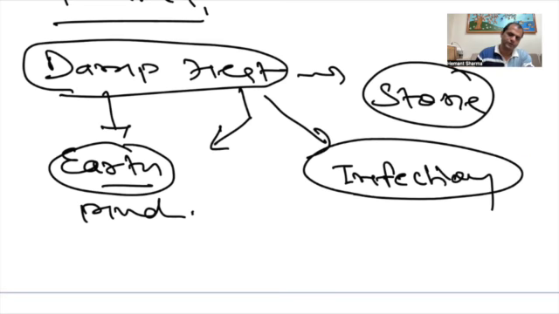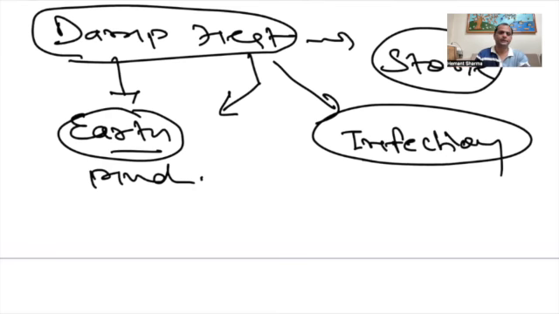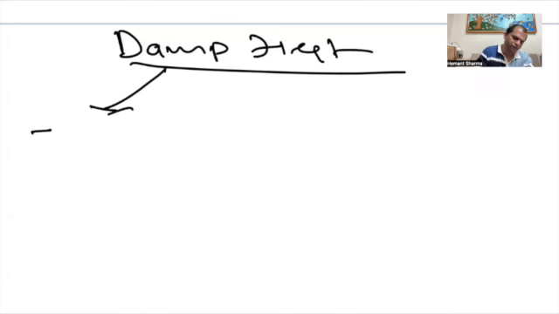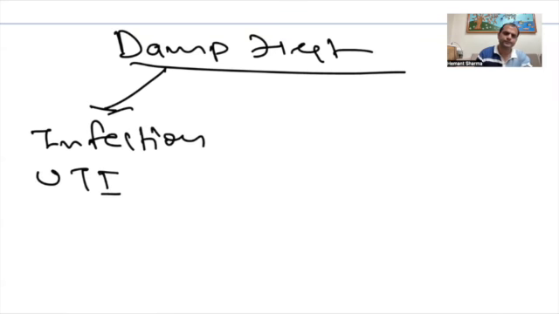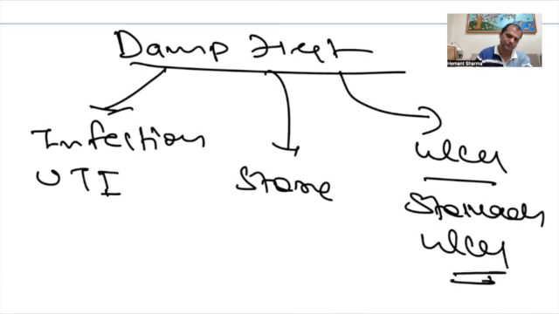Infection anywhere is the result of damp heat. हमारे शरीर में होने वाला किसी भी तरह का infection damp heat है. So for example, damp heat can create three things. Number one, damp heat can create infection, like urinary tract infection. And damp heat can create stone. And number three, damp heat can create ulcer, like we see the stomach ulcer. Three things can be created by damp heat.